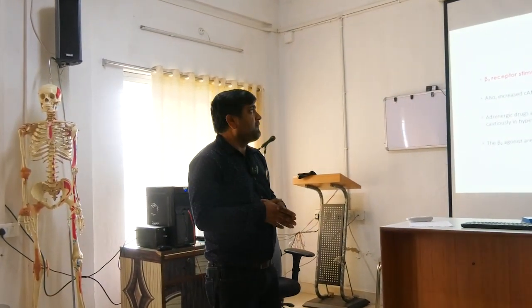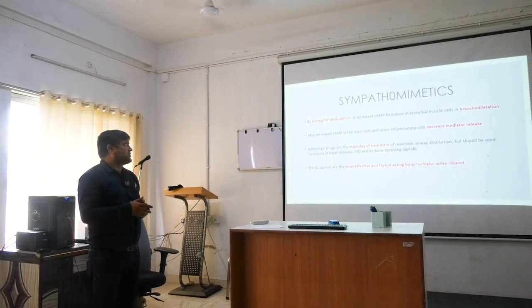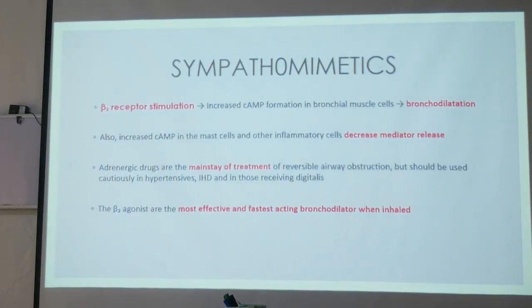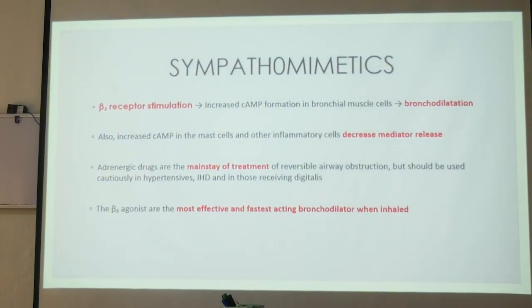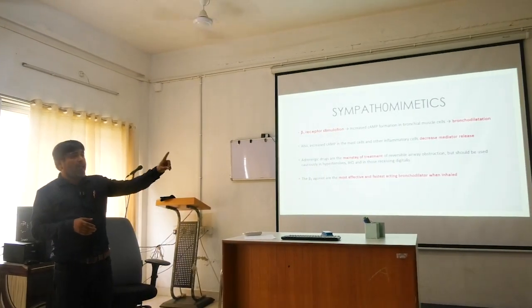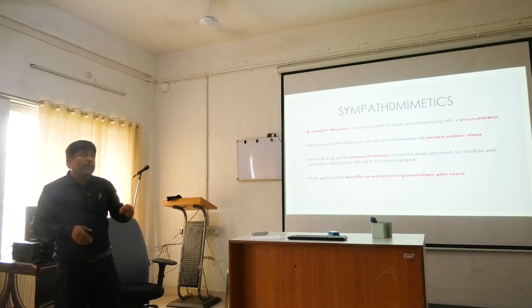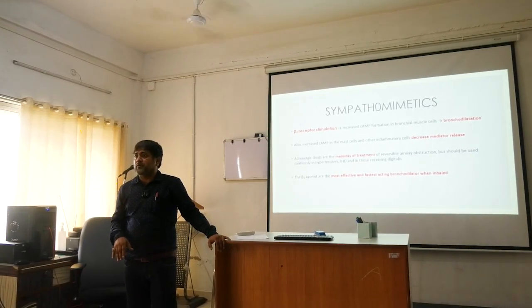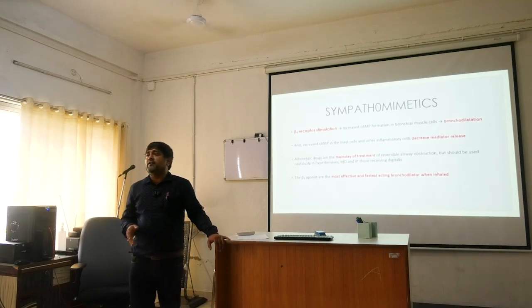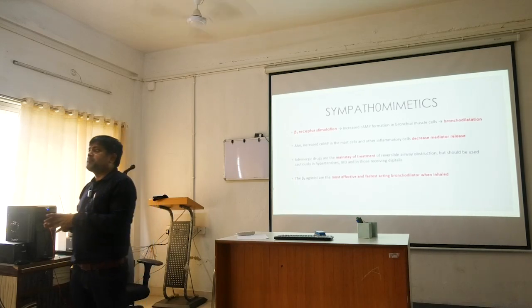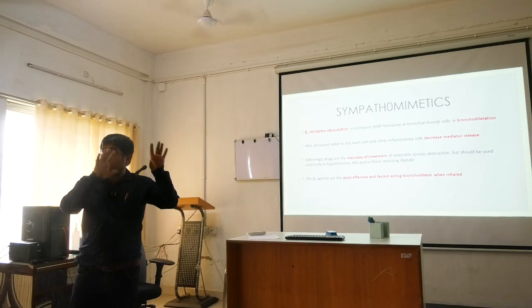Now coming to sympathomimetics. Beta 2 receptor stimulation, as already said, causes an increase in cyclic AMP level in the bronchial muscle cells, causing bronchodilation. Along with that, beta 2 receptors are also present in mast cells and other inflammatory cells. By acting on these receptors, they cause a decrease in inflammatory mediator release, so they have an anti-inflammatory effect. But the problem is that the beta 2 receptors present on the inflammatory cells desensitize quickly. So on prolonged use of beta 2 agonist therapy, there is no anti-inflammatory effect because the beta 2 receptors have already become desensitized.